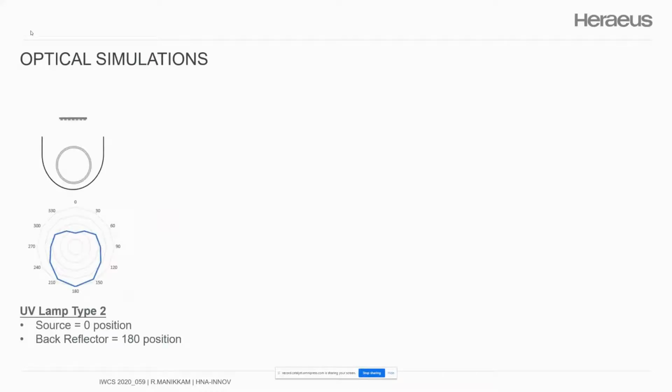UV lamp type 2. So type 2 here, to remind you, is a planar source, 7 rows of LEDs. In the radar plot, the source is at the position 0, and there's a back reflector at the 180 position. So from this, we can see that the higher intensity is on that back side of the target, or the side closest to the 180 position.